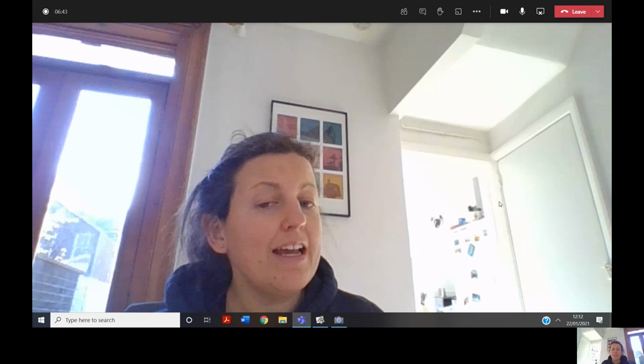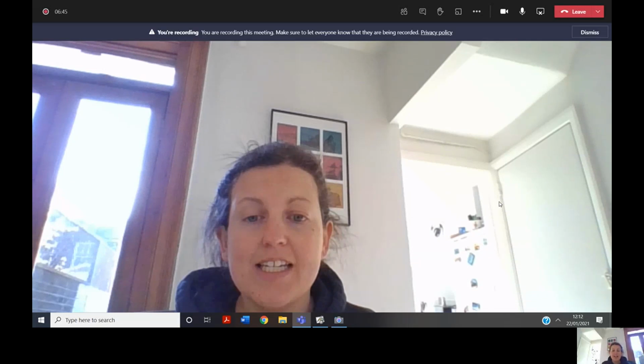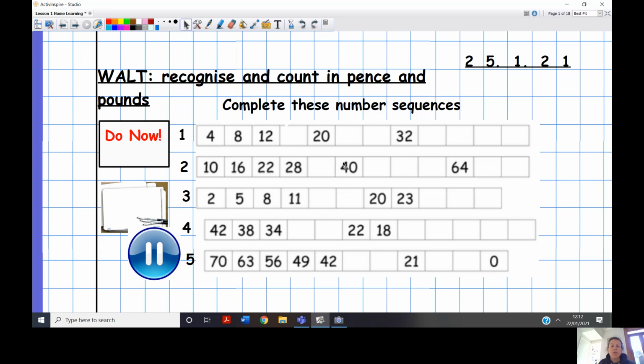Today we are starting our new topic, which is money, but we're going to get started on our do now, which is all about number sequences. So you need to fill in the sequences. Remember, your key step for completing a sequence is to find the difference between two numbers, and whether it is an ascending or descending sequence. I recommend that you pause the video now and then press play when you're ready to get going, because we're going to go through the answers straight away.